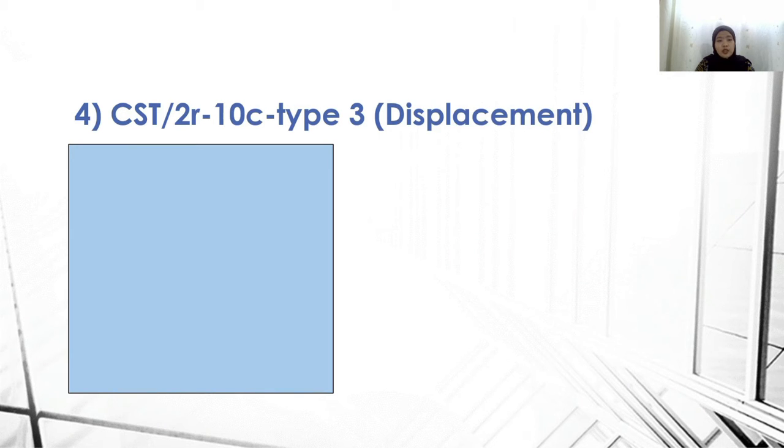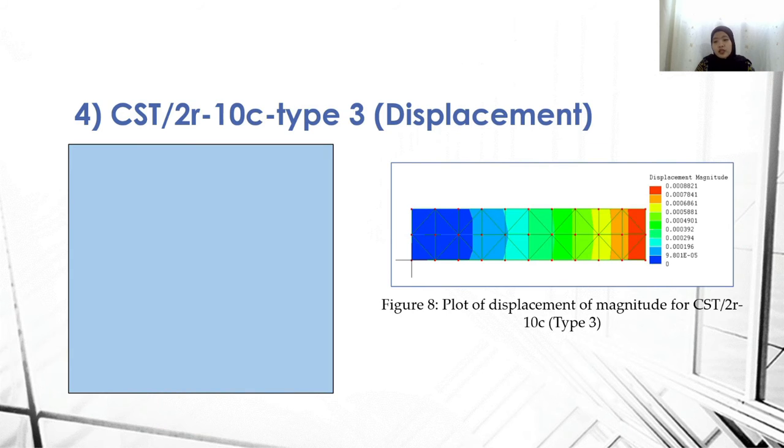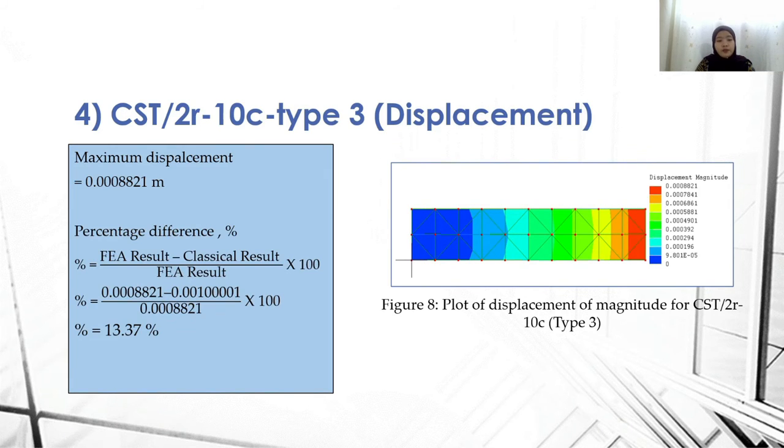The last type will be CST, 2 row 10 column type 3. For the displacement, as shown in figure 8, maximum displacement will be 0.0008821 meter, and the percentage difference will be 13.37%.